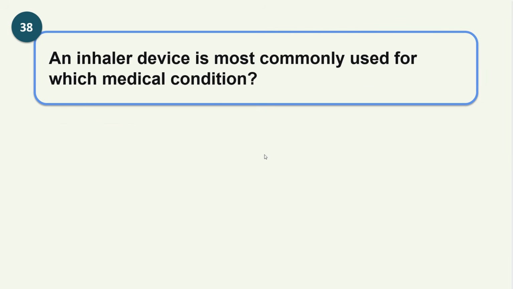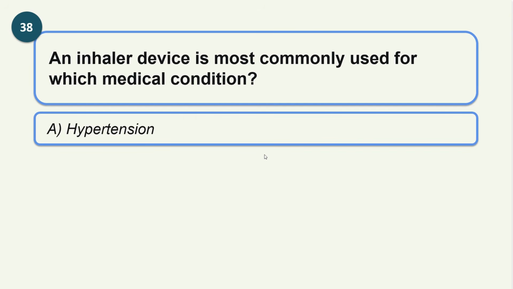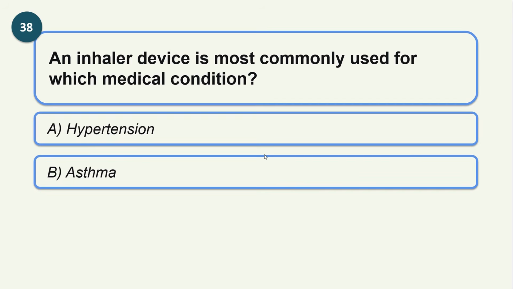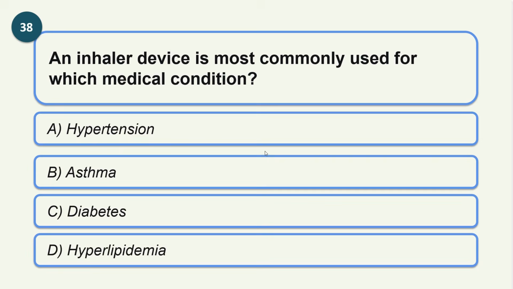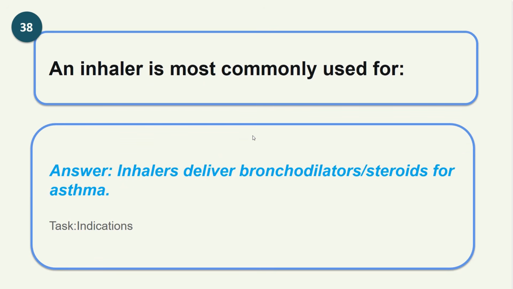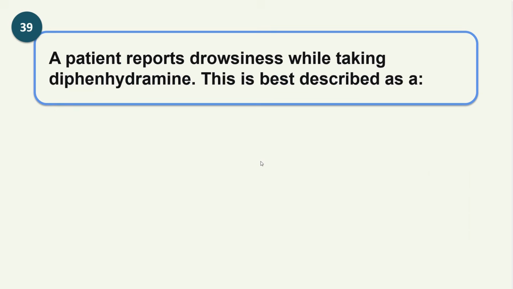Next, an inhaler device is most commonly used for which medical condition? A. Hypertension, B. Asthma, C. Diabetes, D. Hyperlipidemia or high cholesterol. The correct answer is asthma. Inhalers are used for asthma because they deliver the drug directly into the lungs. These include bronchodilators such as albuterol, or steroids, which are also used as inhalers.